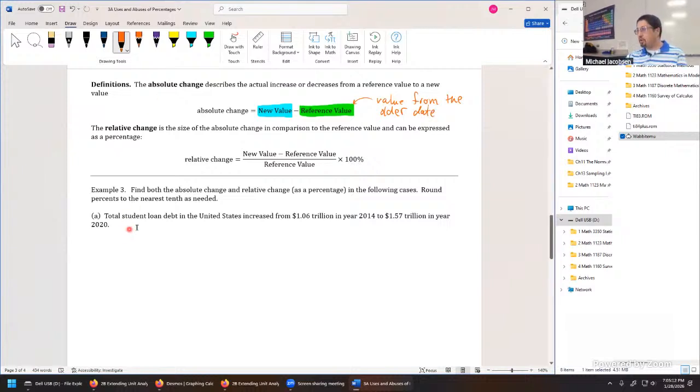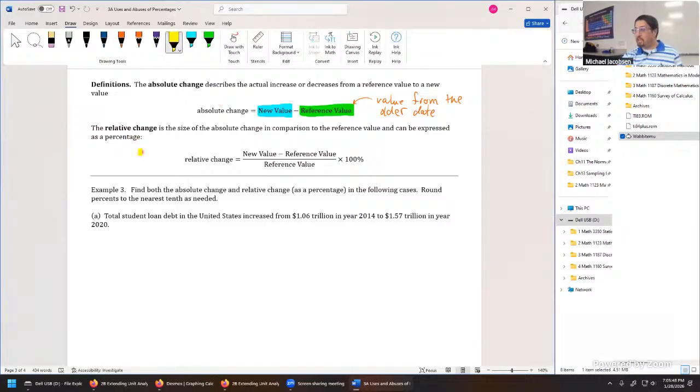So if we're looking at the total student loan debt in the United States, we're told it increased from $1.06 trillion in 2014 to $1.57 trillion in the year 2020. That's only 6 years. But the older date, 2014, is what we mean by the reference value, what it was before. And even though we're long gone from 2020, we're going to think of this as our new value. So that's what absolute change is all about.